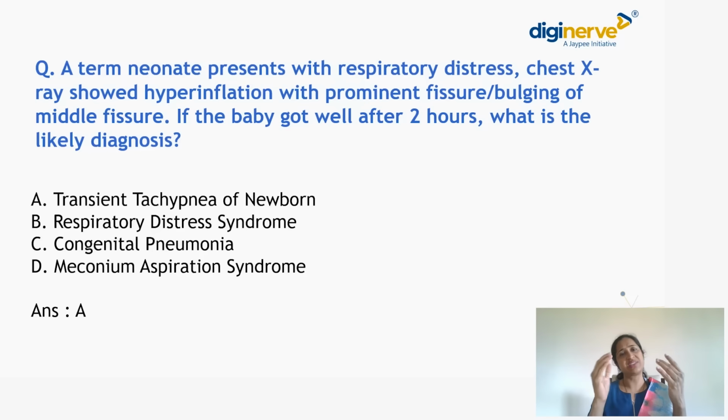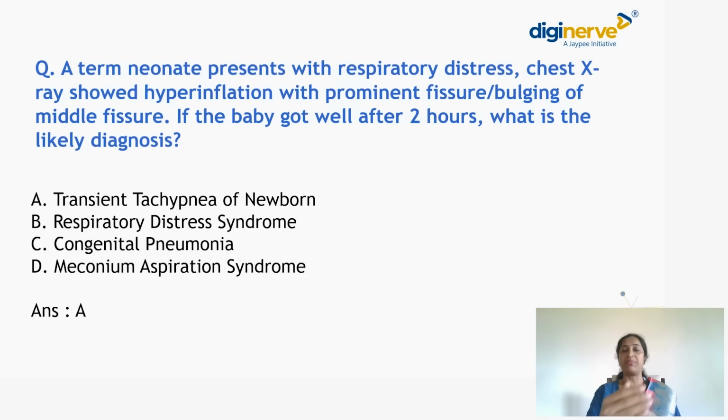Baby got well in 2 hours. Anybody will take transient tachypnea. But suppose the question was formulated a little differently, where the question said that the X-ray did not show any great findings. However, the baby started worsening after 2 hours and required intubation at 6 hours. Then what could be the diagnosis?